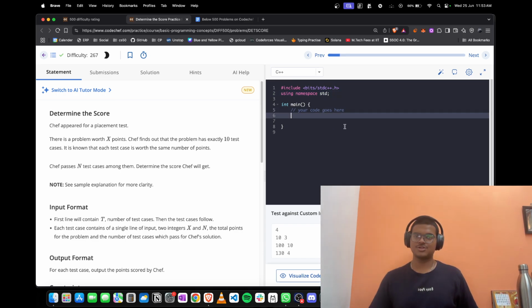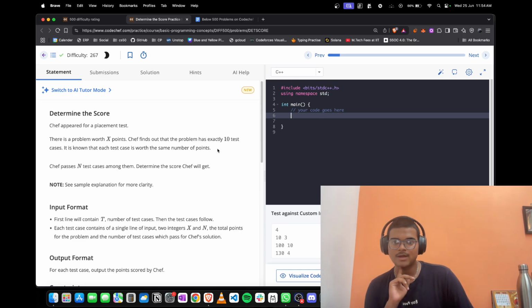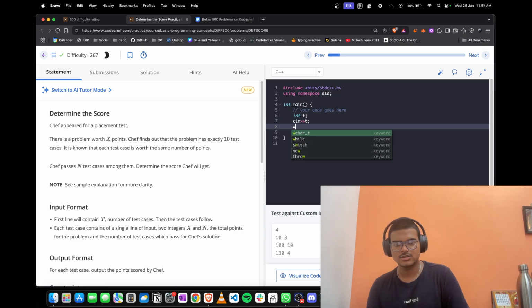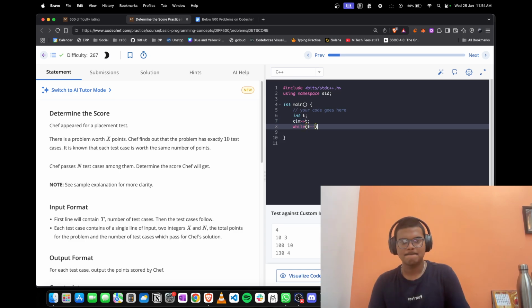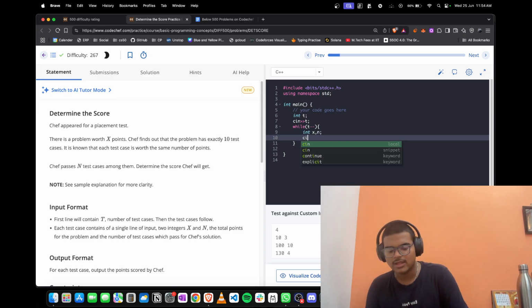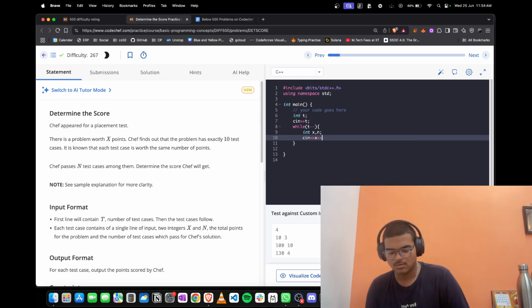So, next question. Determine the score. Chef appeared for a placement test. There is a problem worth X points. Chef finds out the problem has exactly 10 test cases. Okay. So first we will make an integer t where we will store our test cases. Then we will make two integers x and n, where x is the points of the problem and n is the number of test cases which pass for Chef's solution. Okay.